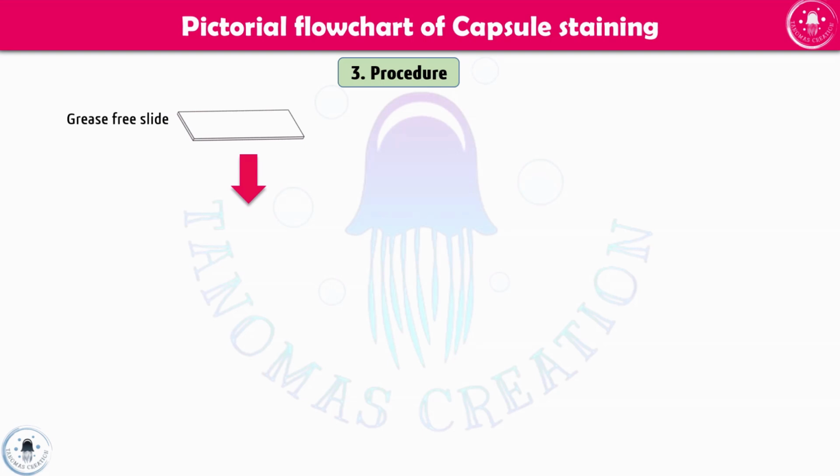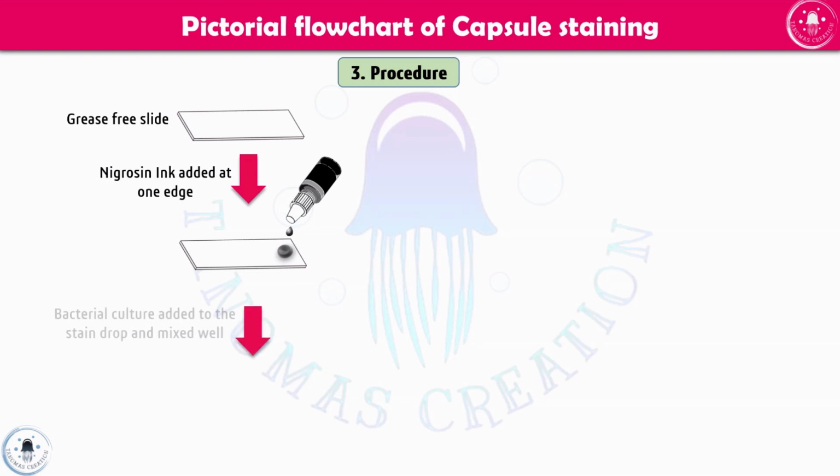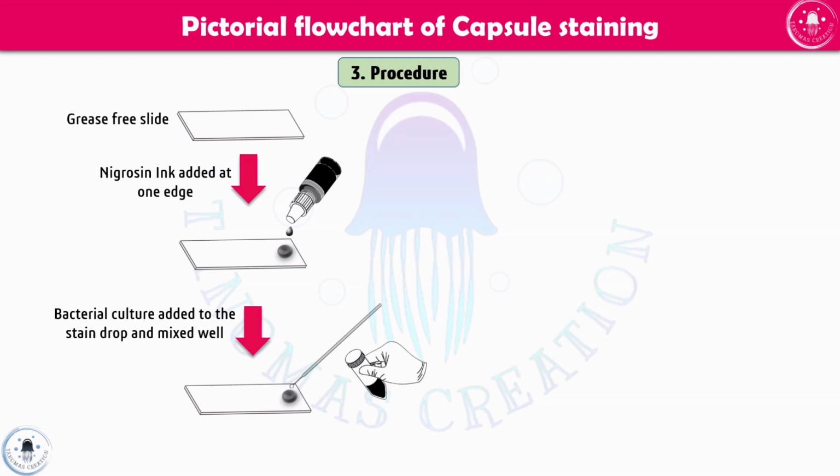Then you add nigrosin ink at one edge of the slide, as shown in this picture. After that, you take the bacterial culture using the inoculating loop and mix it in the nigrosin ink, in this dye, properly. You put the inoculating loop which has the culture in this drop and mix it gently. Do not make a round circle, just mix it inside the drop.